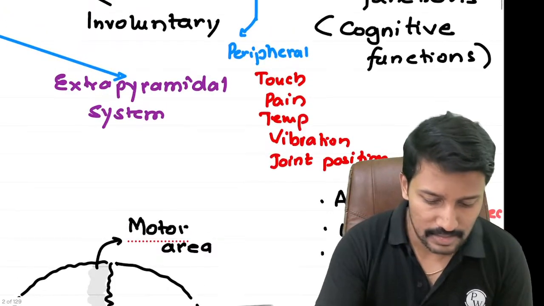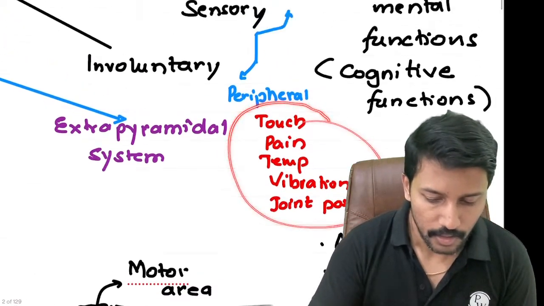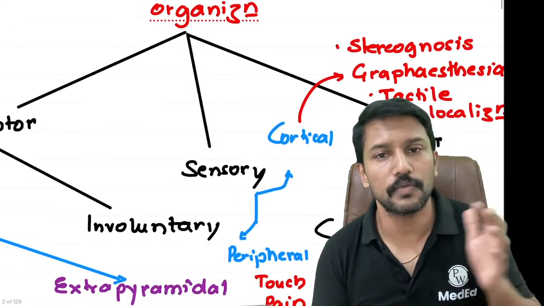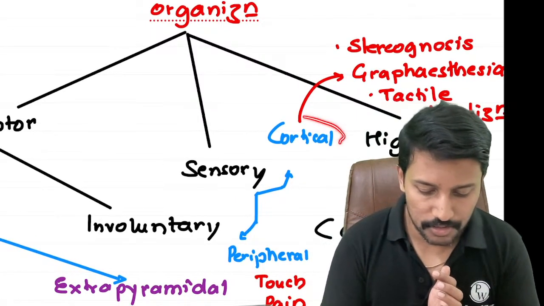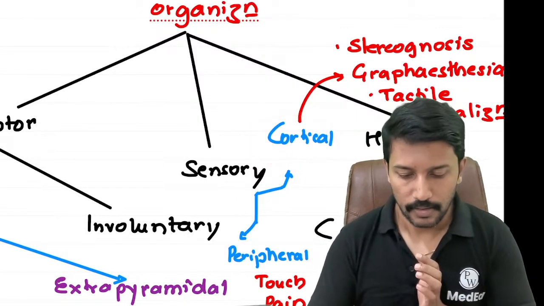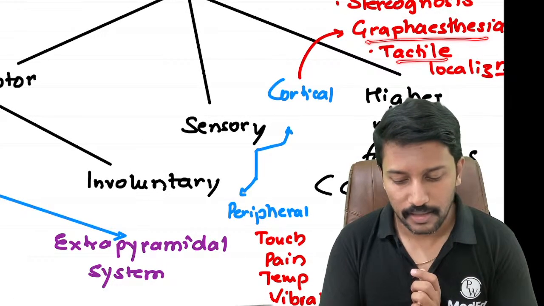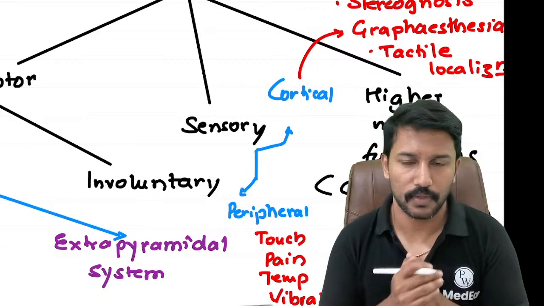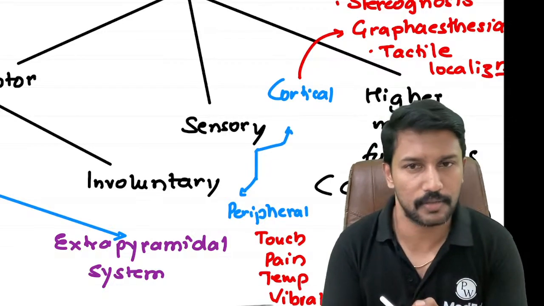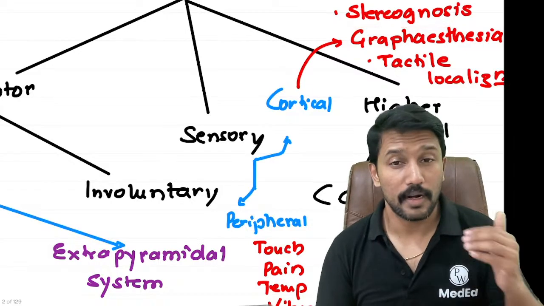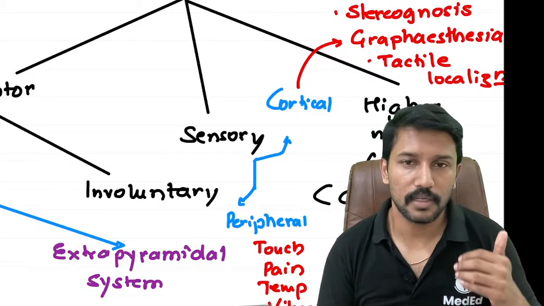Now, taking these same sensations, your brain tries to process them further and it can give you some higher dimensions of sensation. Those sensations are called cortical sensations. That includes stereognosis, graphesthesia, tactile localization and all, including the 2-point discrimination. Now, what is stereognosis? Your ability to identify the three-dimensional shape of an object.